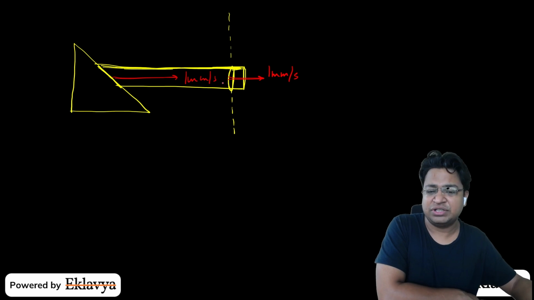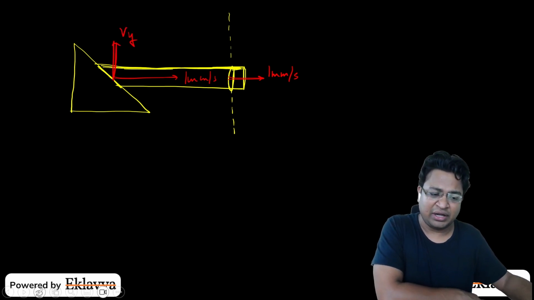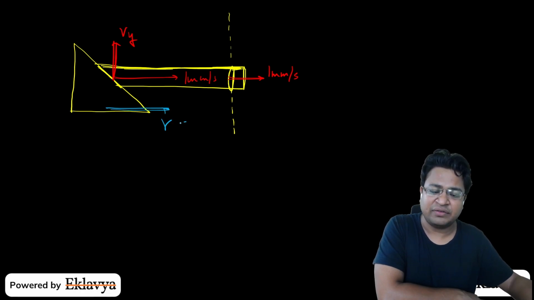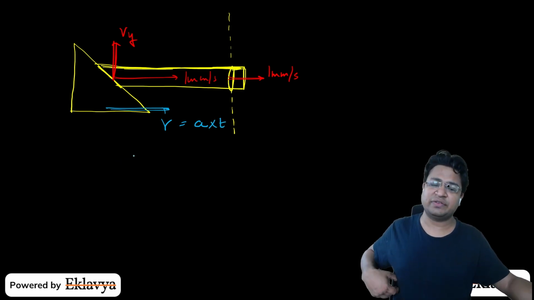So if this is going at the rate of 1 millimeter per second, this will also have a vertical component. Actually, this is a horizontal component that we have fixed. It may also have a vertical component, let's say Vy. But the wedge will move like this only, and the velocity of the wedge will be given by the acceleration of the wedge into the time.